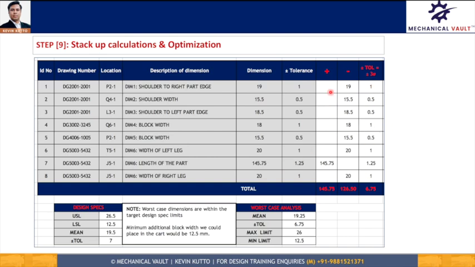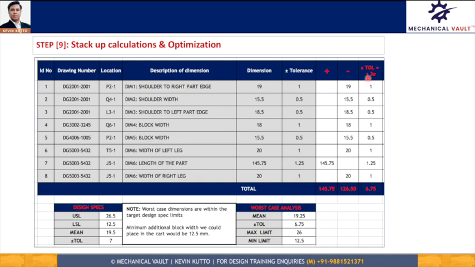Now we have to add all the dimensions into the positive column. That means summation of positive. Summation of positive means there is only one dimension here, 145.75, so I'm just writing that dimension here, 145.75. But in the negative column, there are tons of dimensions: 1, 2, 3, 4, 5, 6 and 7 dimensions. So summation of negative means addition of all these dimensions, and I'm going to get 126.5.